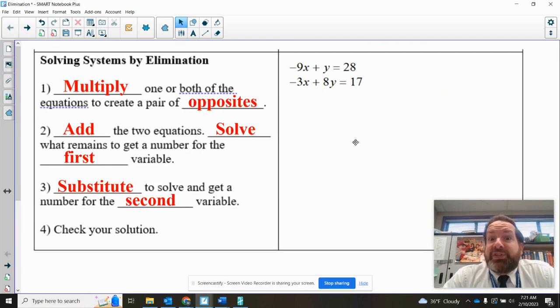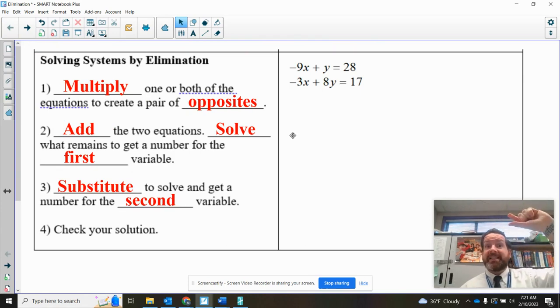To use your elimination method, you need a set of opposites. And what I mean by opposites is, in our last example, we had a +20y and a -20y. Those are opposites. The way you get those opposites is by multiplying, and you get to choose what to eliminate. So let's take a look here at our example as we work through step number 1.